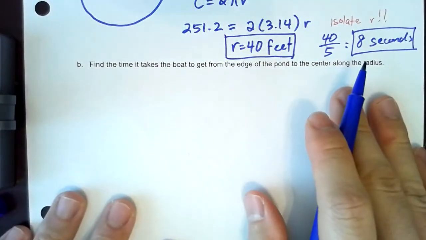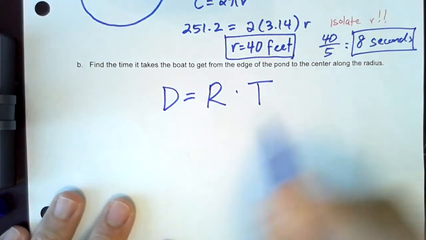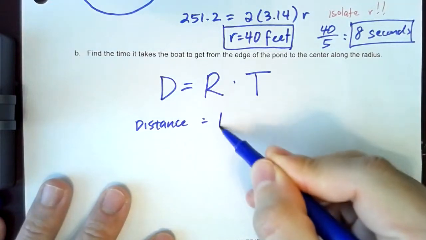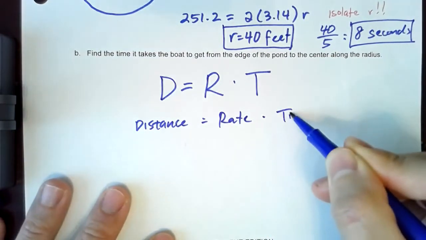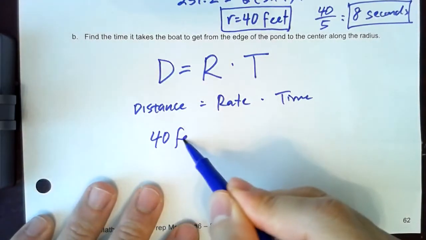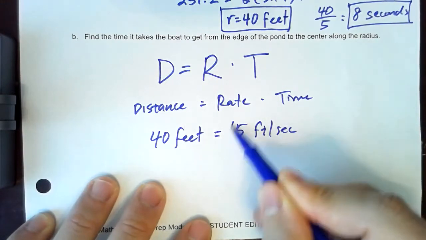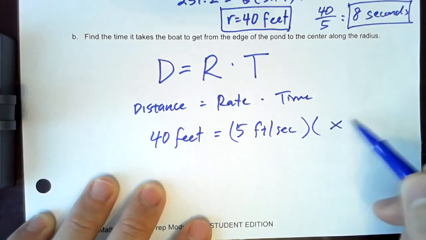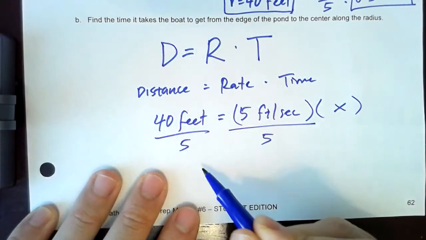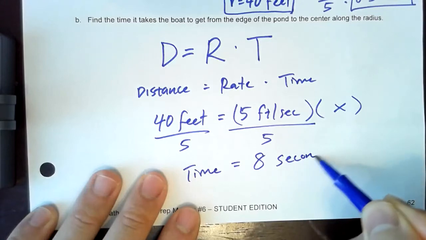I don't know if you guys are familiar, but there was a formula that you probably have learned in the past, but if not, it's this formula of the distance is literally equal to your rate times the time. Okay, so in this case, we knew that the distance was 40 feet. We also knew that the rate was 5 feet per second. And then we didn't know the time. The time was x. So we just divided both sides by 5, and we got the time is equal to 8 seconds.